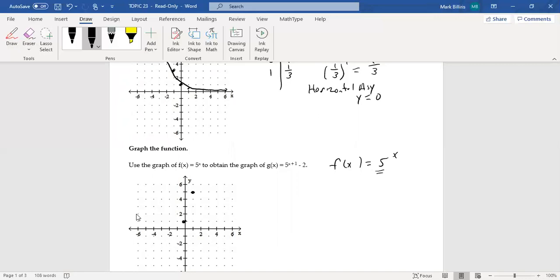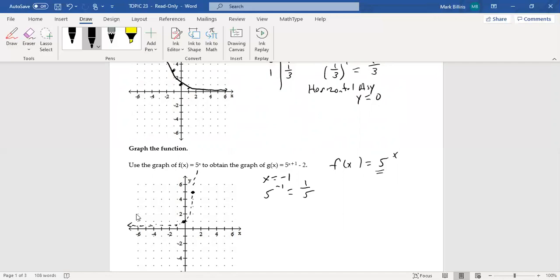If I wanted to try another value, maybe I'll use x equals -1 and plug it in. That would give me 1/5. So -1 and then 1/5. So my graph would look like this.